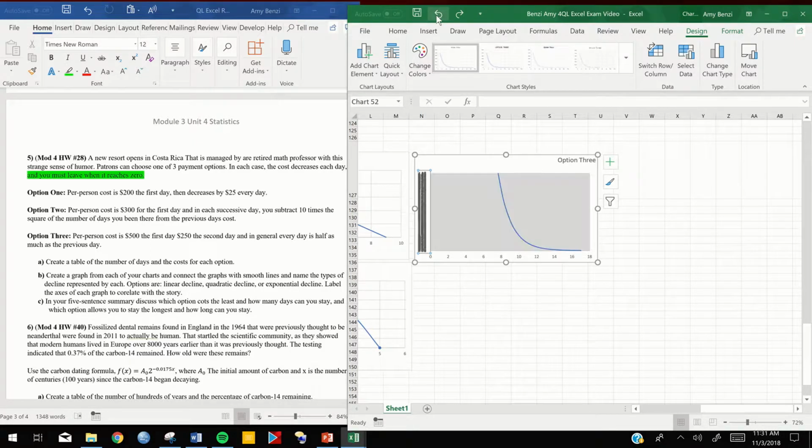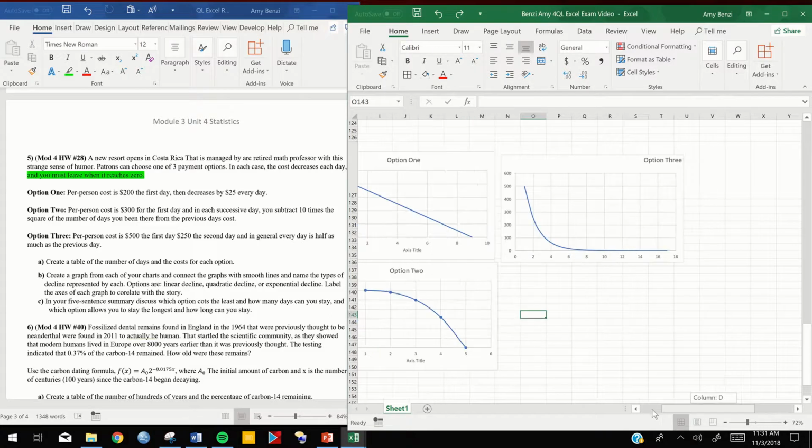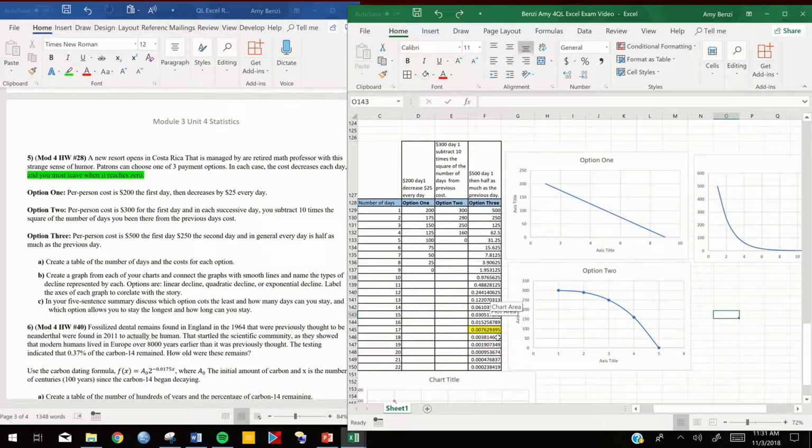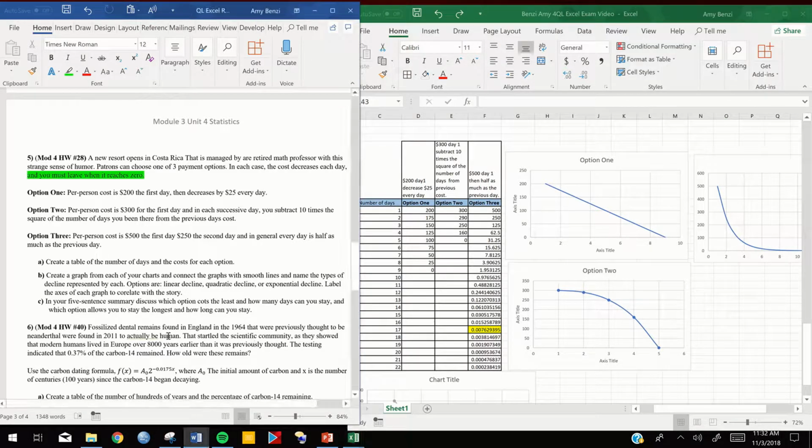That was not really the most interesting little experiment, but my point was that this blue line down here, it looks like it might be touching the x-axis, but it never does. It actually never hits 0. There's a space in there. All right. And we'll discuss that when you talk about how long can you stay there. It says here to talk about how many days you can stay and which option allows you to stay the longest and how long can you stay.